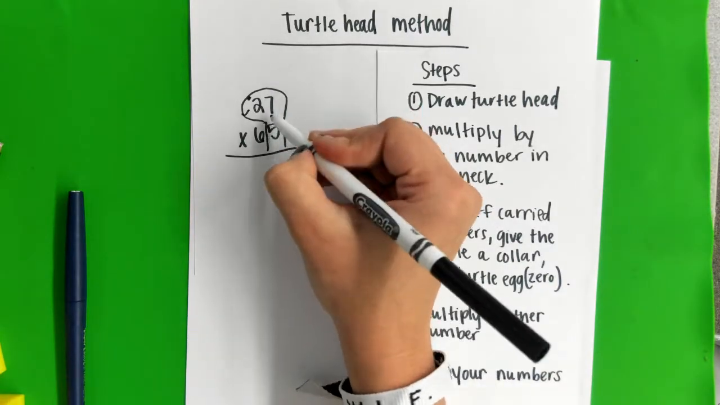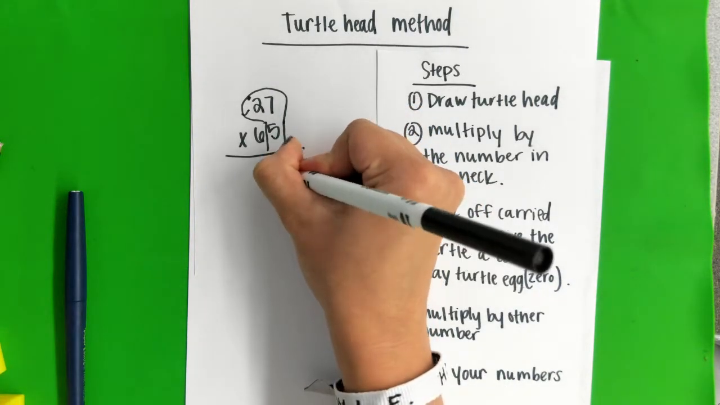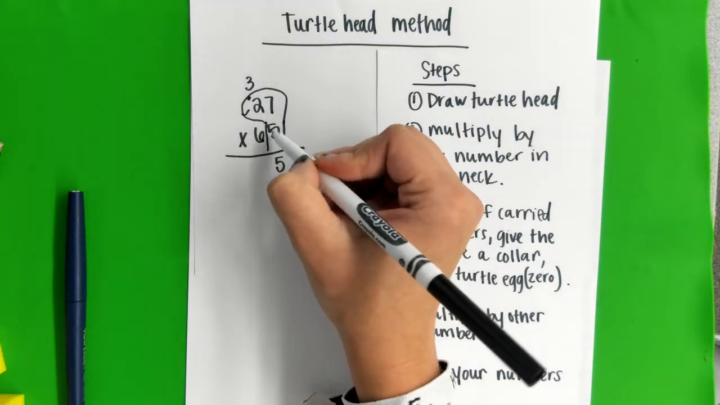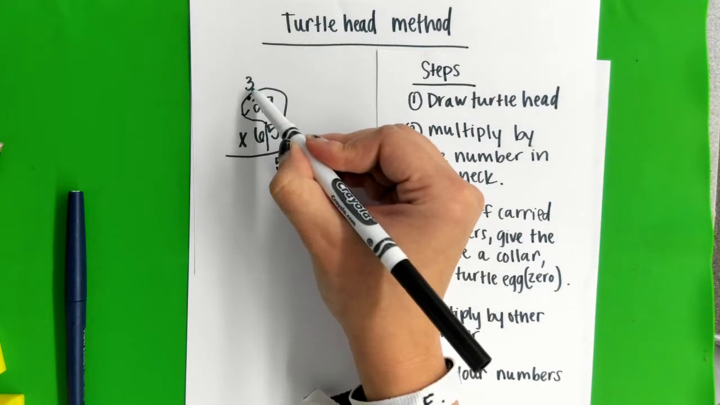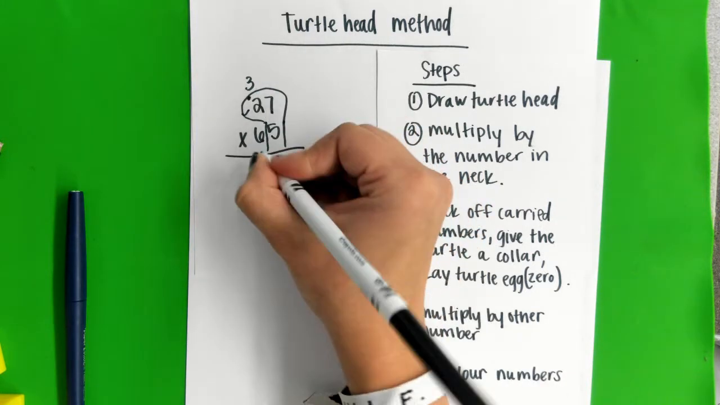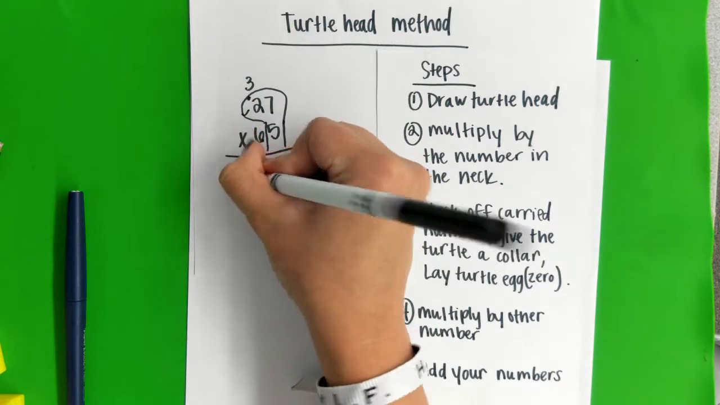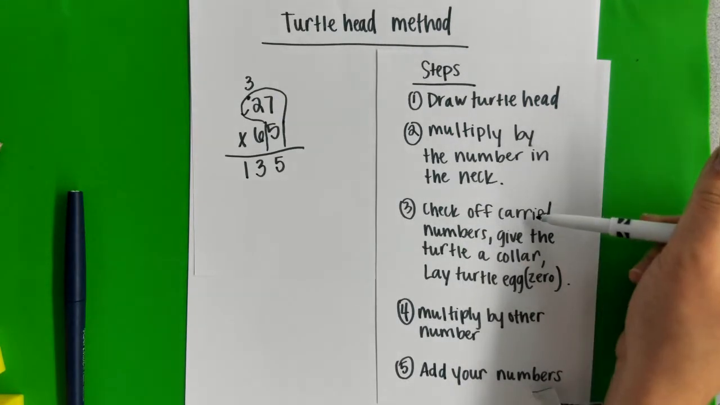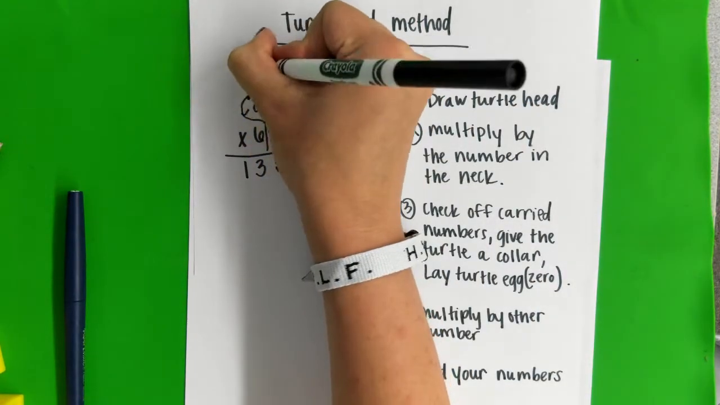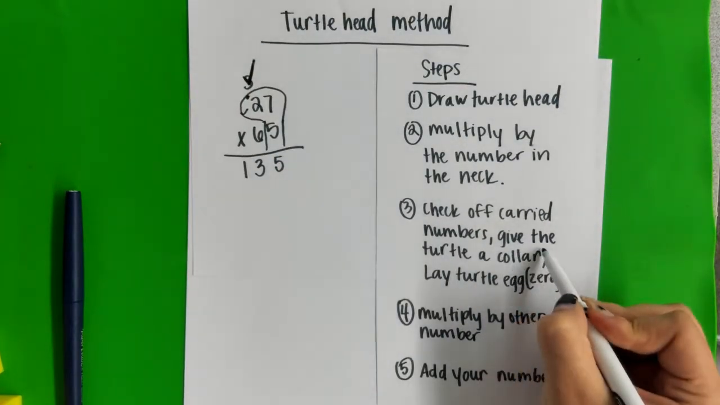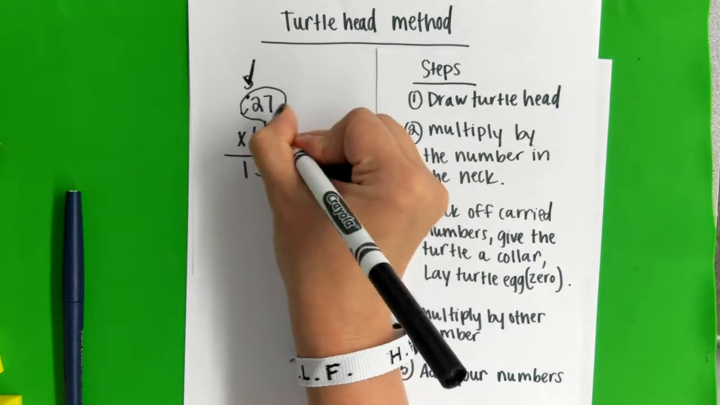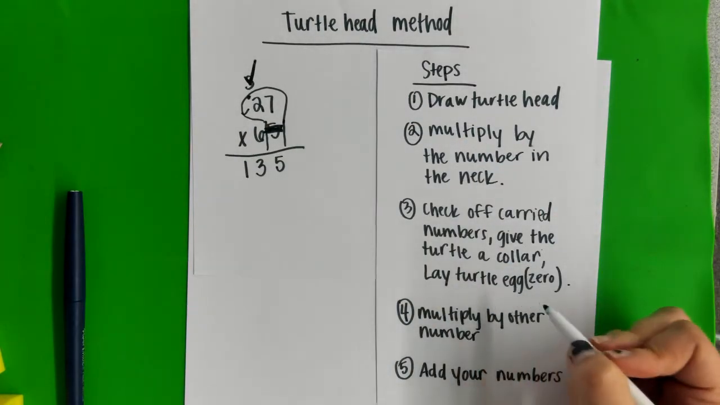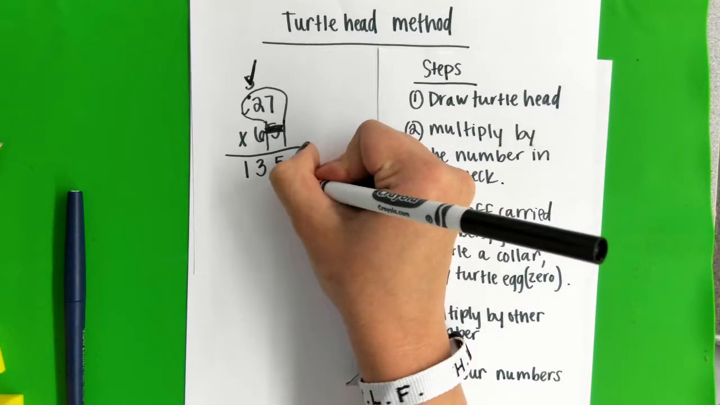And then we multiply by the number in the neck. Here's our number in the neck. So we have 7 times 5 is 35. 5, we carry our 3. 2 times 5 is 10. And then we add this number up here. So 10 plus 3 is 13. And then we're done with the number in the neck. So we have to check off our carried numbers. We're done with this. Give the turtle a collar, and we mark out that number that's in his neck. And then we have to lay a turtle egg. So we just write a 0 right here for our turtle egg.